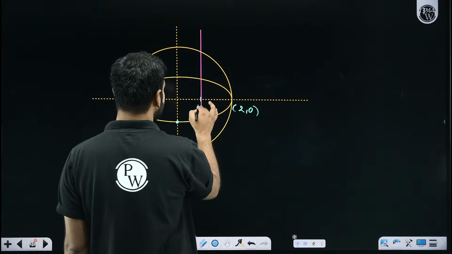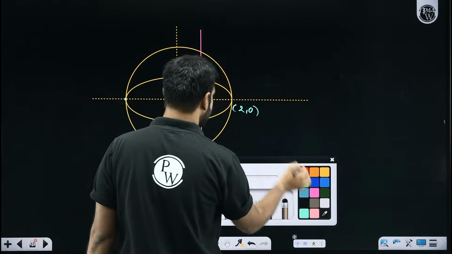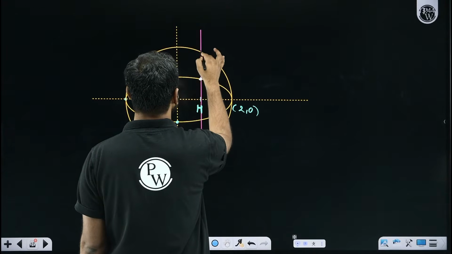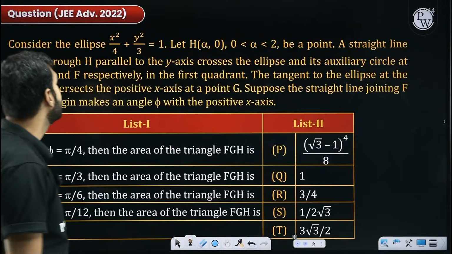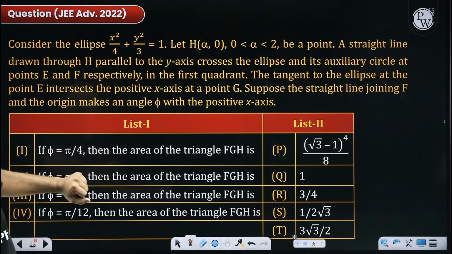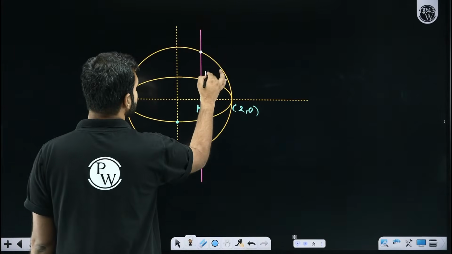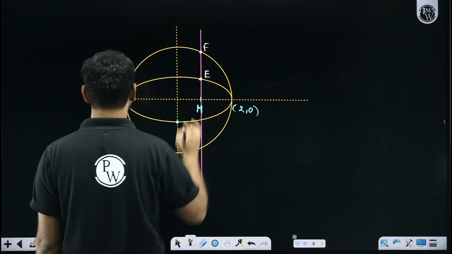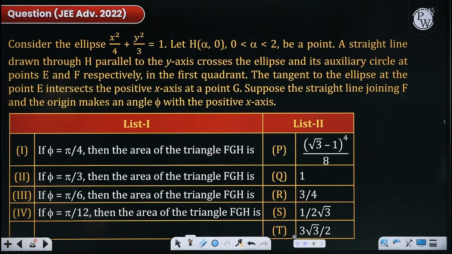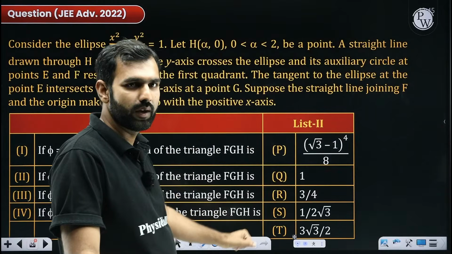Now with this, this is your H. Everybody getting this? Now from here, all I'll simply say is that this H intersects the ellipse and auxiliary circle at points E and F. So the ellipse is intersected at E and the auxiliary circle at F, right? Now, in the first quadrant, of course, it could have been in the fourth quadrant as well.